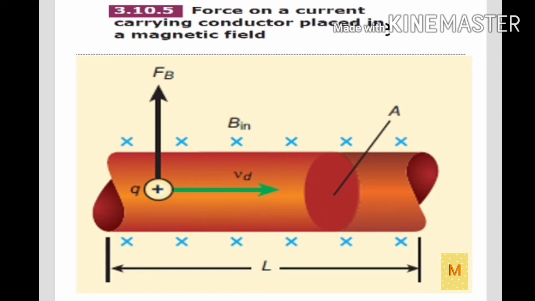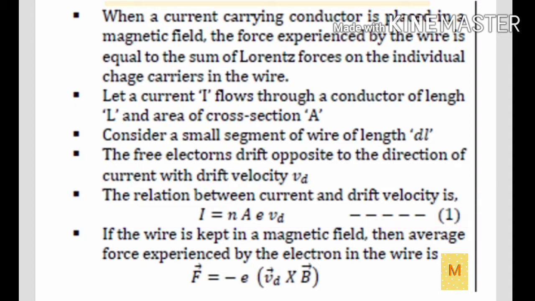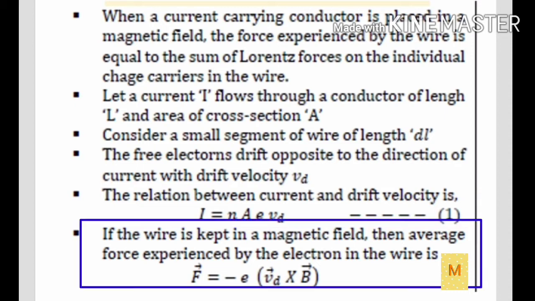The free electrons drift opposite to the direction of current with a drift velocity Vd. The relation between the current and the drift velocity can be written as I = nAeVd. This is equation number 1. If the wire is kept in the magnetic field, then the average force experienced by the electron in the wire can be written as F vector = -e Vd vector × B vector. Here e represents the charge of the electron.